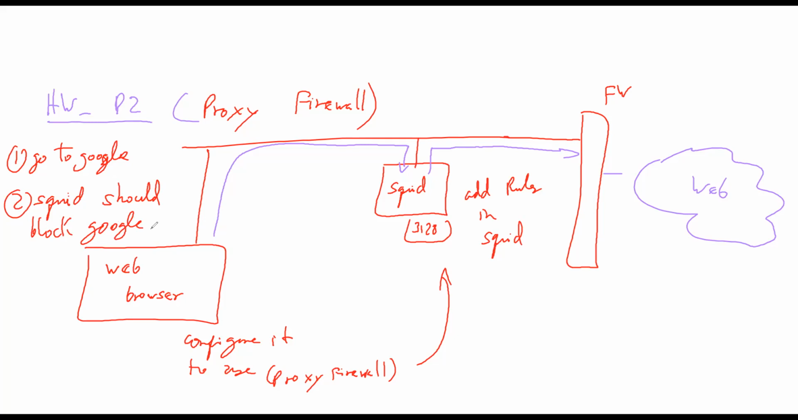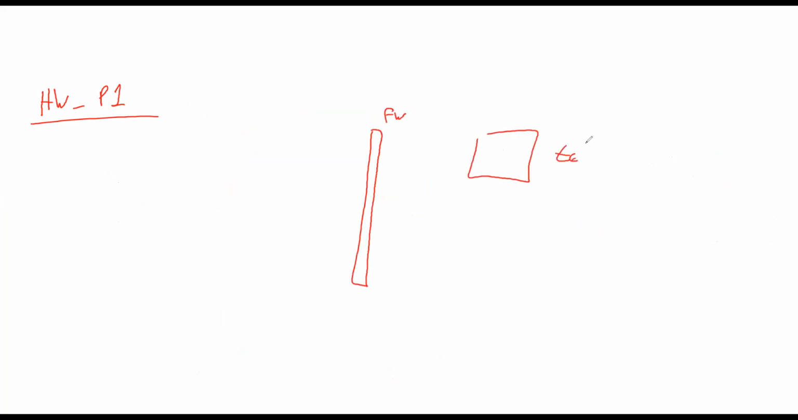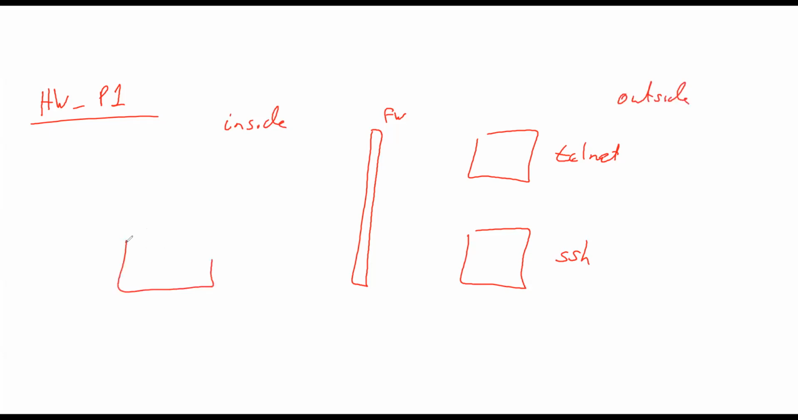Okay, so that's homework problem 1, right? Squid. And then I'll write here homework. Oh, that was problem 2. Problem 1 is, again, you have the firewall, you have a telnet, and you have an SSH. And then this is the inside network. This is the outside. And then here you have a client of some kind.